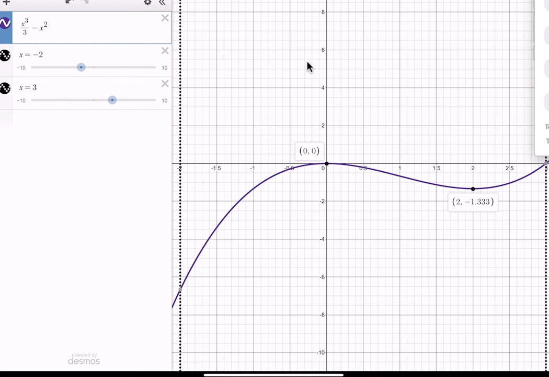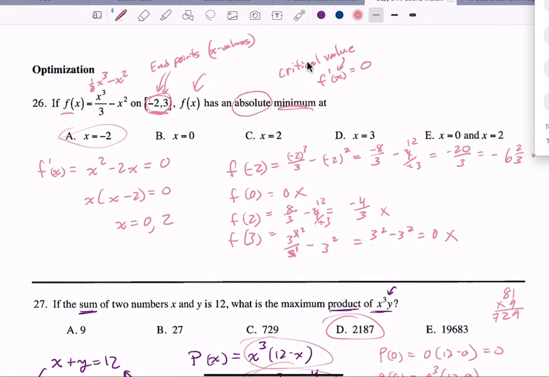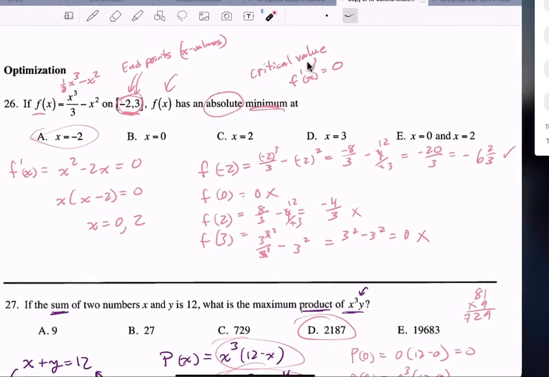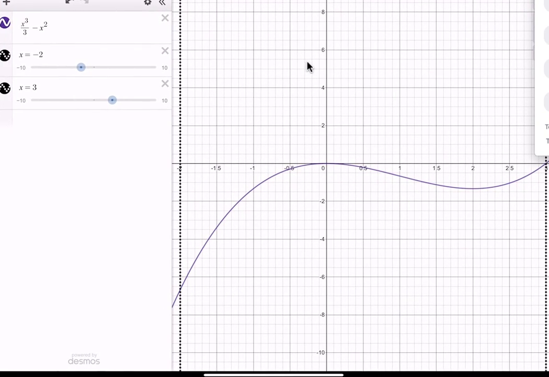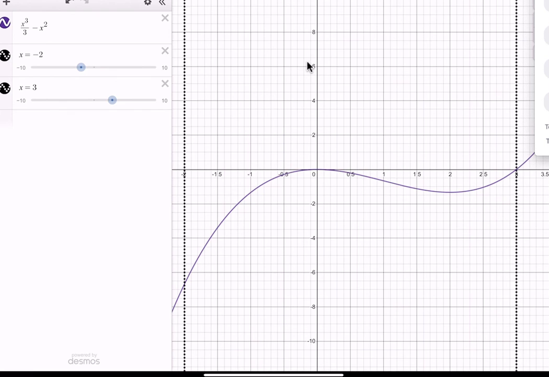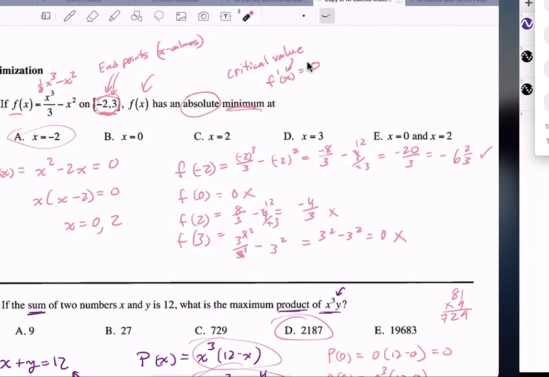Plugging in 0 is really easy. And then we have 2, which gave us -1 and 1/3. Is that what I got? -1 and 1/3? Oh, yeah, I did, because I got -4/3. That's the same thing. So this guy lost, and the last one, when I tested 3, 3 was on the x-axis, and so that one also equals 0. So that's how you find the absolute minimum.